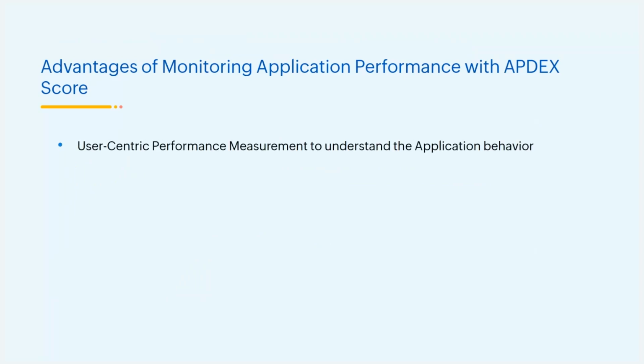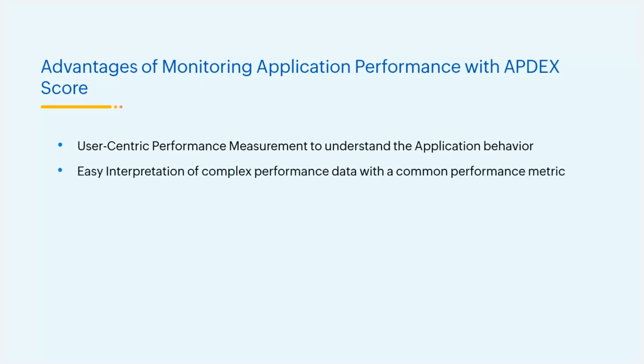So here are some of the advantages of monitoring the application's performance with the AppDex score. Let us see one by one. The first one is user-centric performance measurement to understand the application behavior. This will also help you to understand how each application's performance directly impacts the user experience and enable you to prioritize the improvement. The second one is easy understanding of complex performance data. A common performance metric will help you to simplify the complexity of the data into a single and easily understandable metric, by providing a clear and standardized way to assess the application performance.